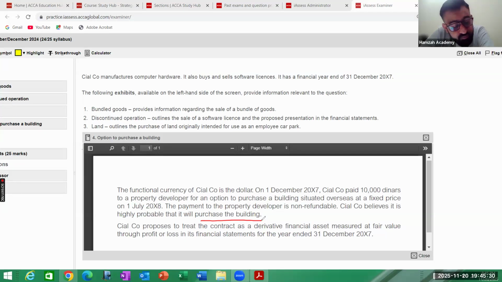Further, you have paid the amount in dinar and the functional currency of the company is dollar. So you have to convert it into the dollar on the initial recognition at a spot rate. And for that purpose, we have guidance in IAS 21.